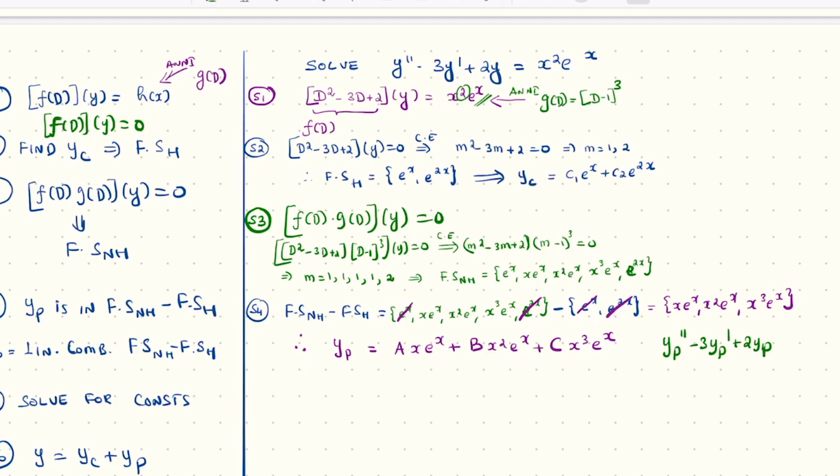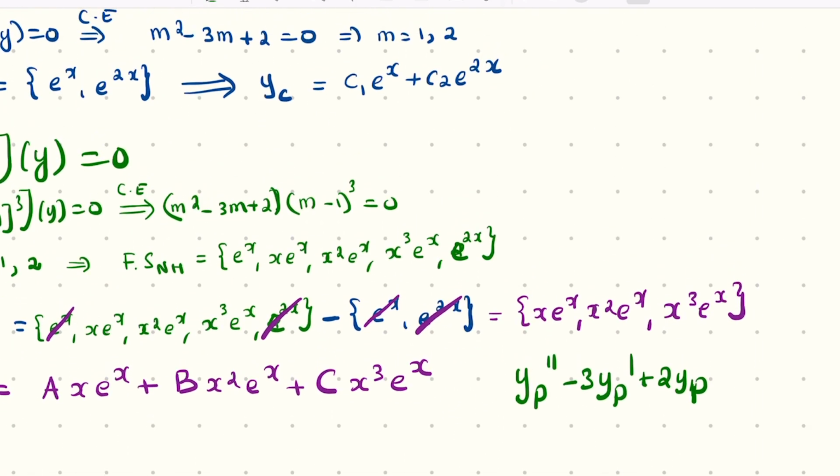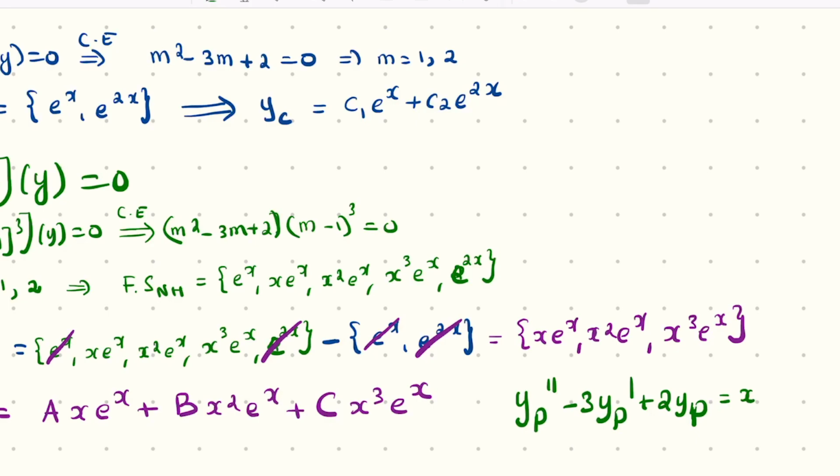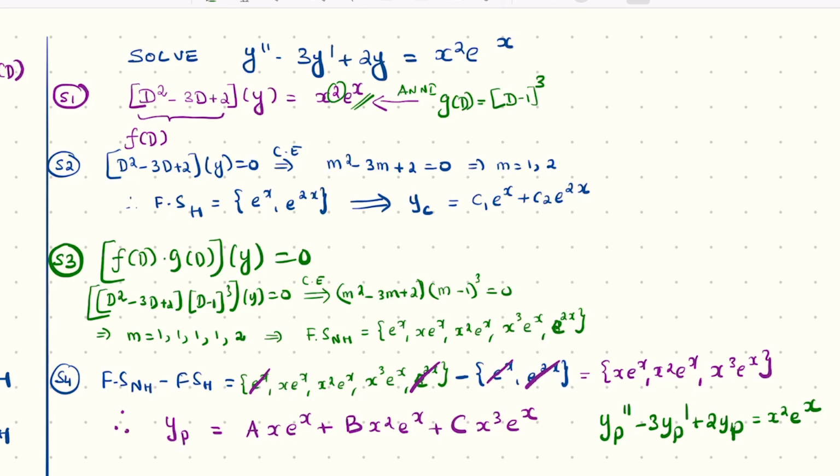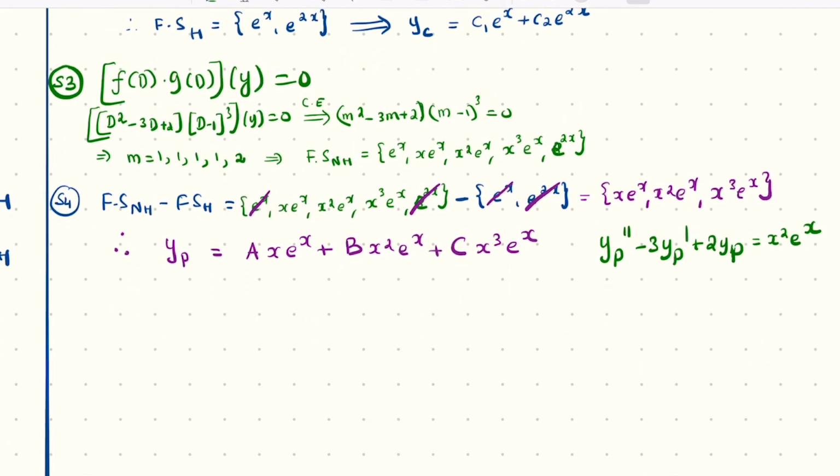that should give me x squared e^x, right? That's what it means for y_p to be a solution to a non-homogeneous problem. It's a particular solution, so when we plug it into the differential equation, we should get the non-homogeneous part on our right hand side. So to do that, I should know my y_p prime and y_p double prime. So let's compute that real quick.